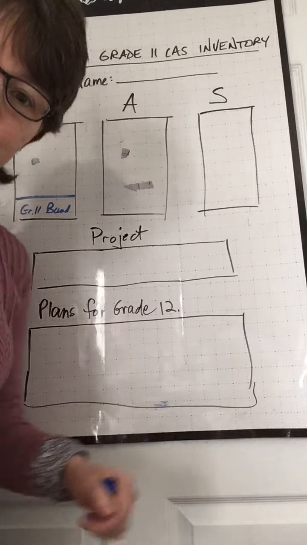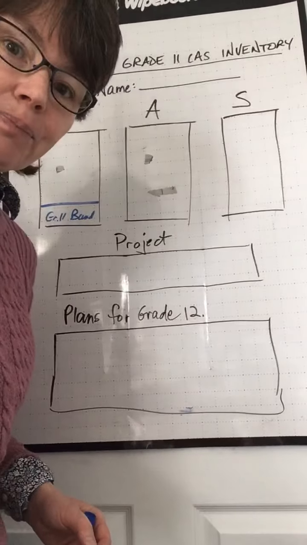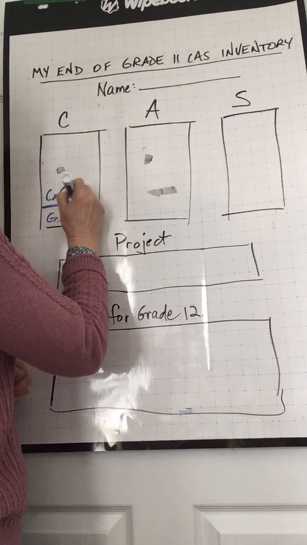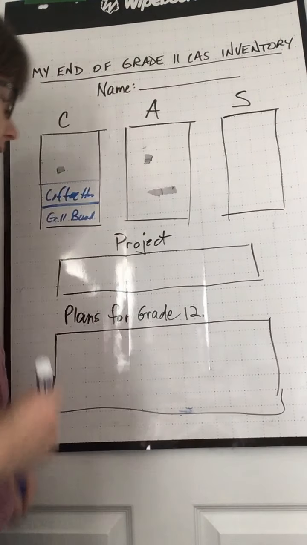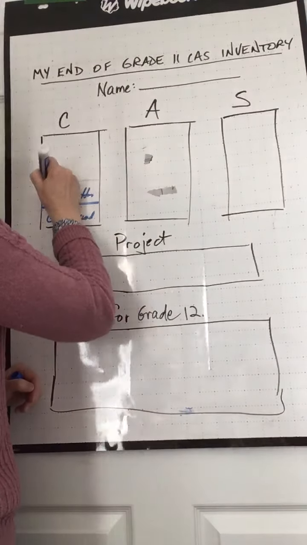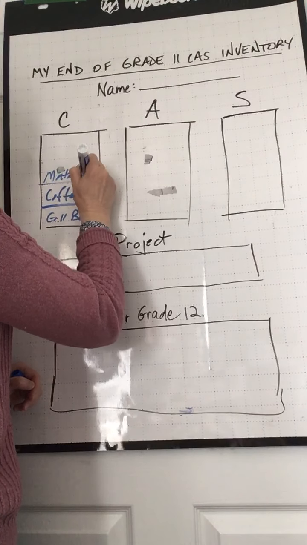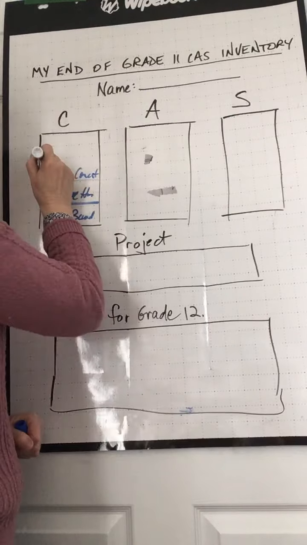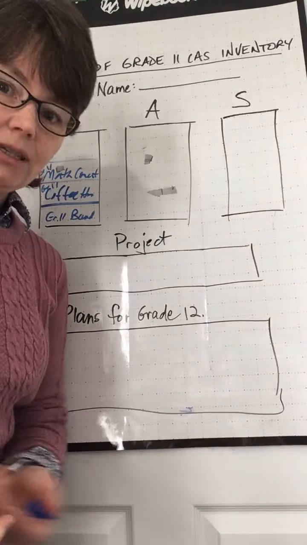And then if I had done something else, like I had done a coffee house, then I could put that here. If I had written a math contest, I could put that here. Each of these would have grade 11 in front of them, and maybe I have 3 creativities already.